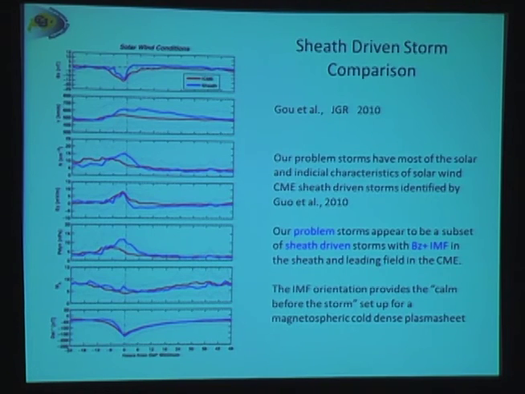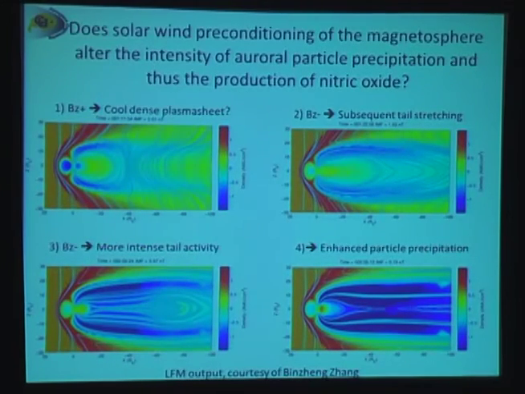So we are making kind of a leap of faith, and we've also been able to verify by just looking at the data that most of these storms are sheath-enhanced with northward IMF. Why northward IMF? It has something to do with the preconditioning. Here's what we think it is, but this is where we're just now beginning to engage the modelers, with much thanks to Benjin Zhang from Dartmouth.